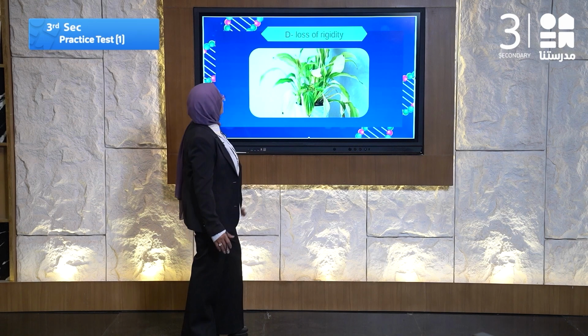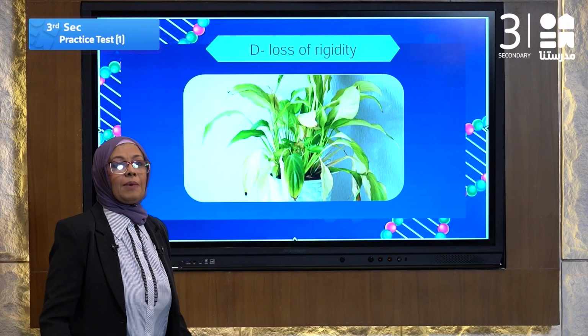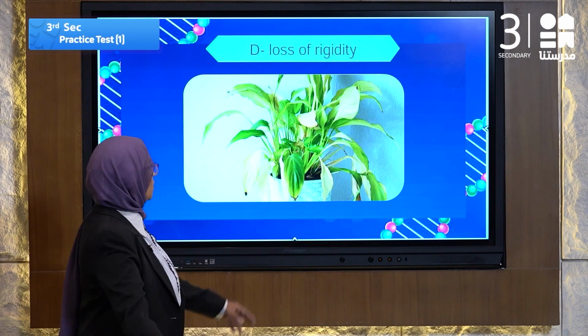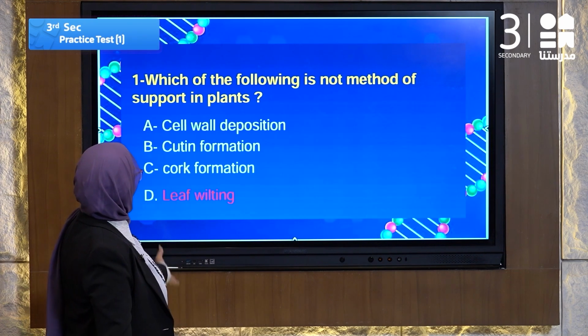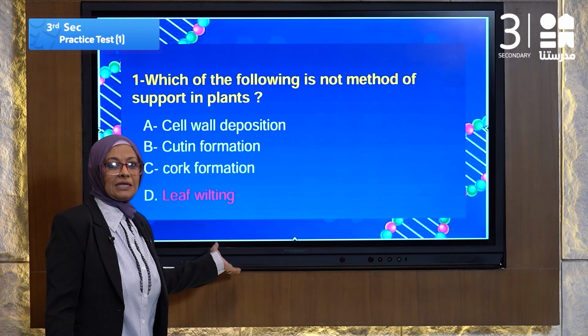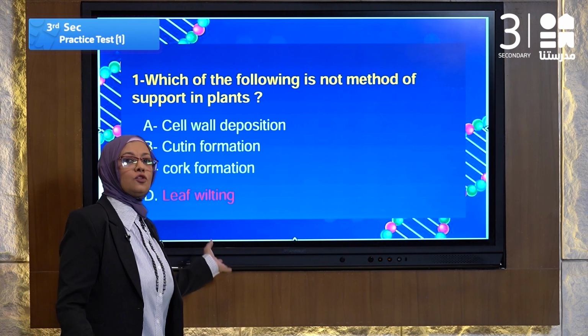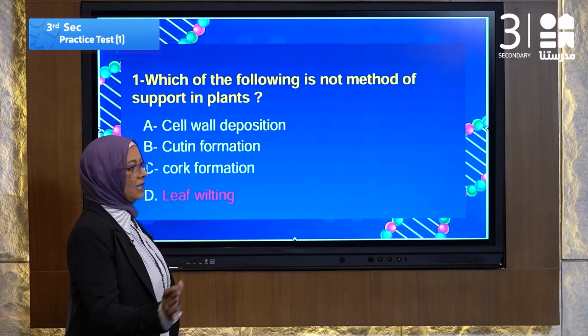The fourth choice is about loss of rigidity. Rigidity is how the plant wilts. Let's answer the question: the choice is leaf wilting. Wilting is loss of rigidity. Yes, that's the first question.